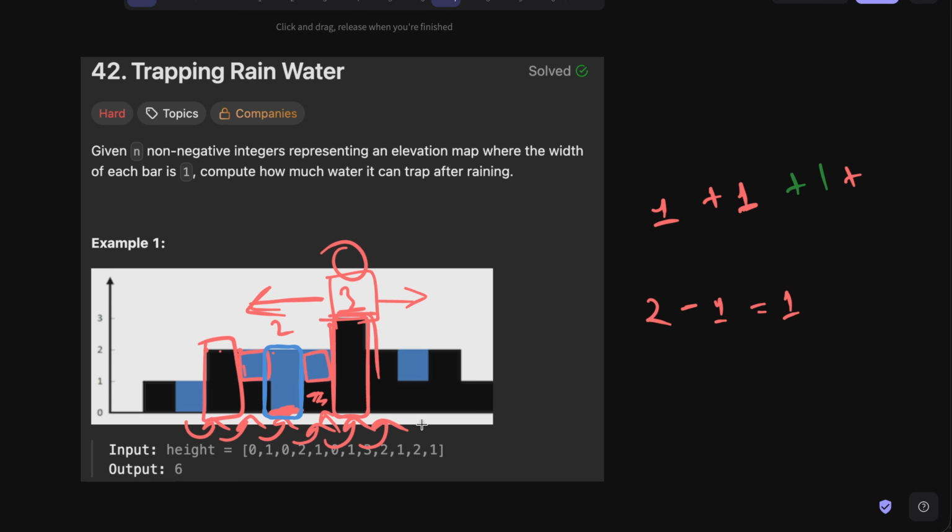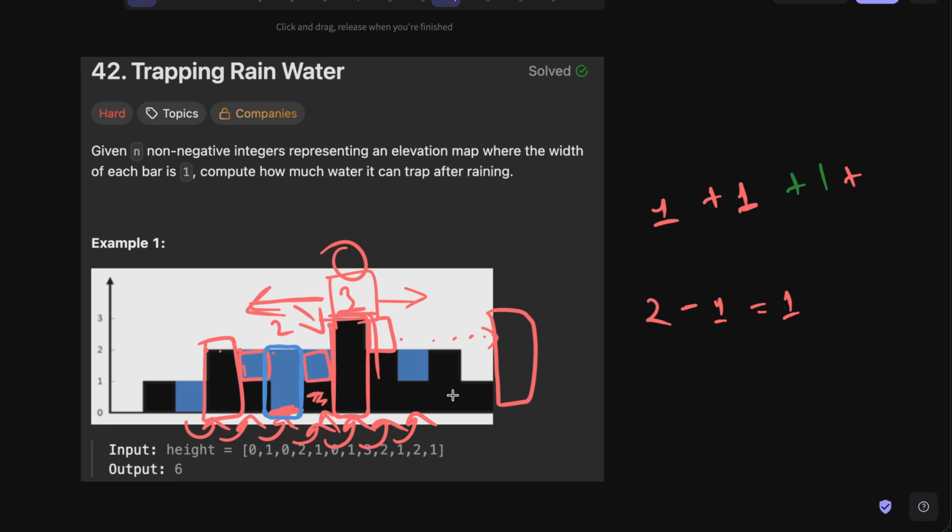Now we move on to the next block, and here we see that we don't have any water here because yes, there is a block of height 3 here to hold the water, but there is no block on this side that can actually hold the water, right? So there is no block of height greater than 1 that can hold the water on top of this block.